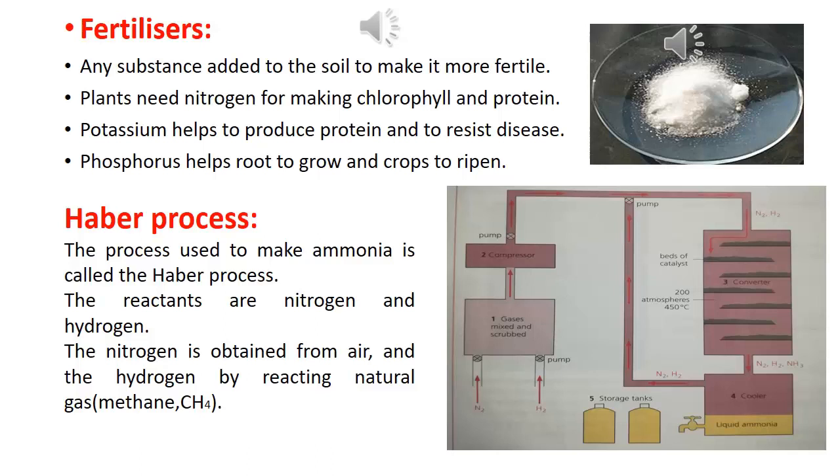Then in step 3, the compressed gas flows into the converter. It is a round tank with beds of hot iron. So hot iron layers are present. They act as a catalyst. Catalysts are substances used to speed up the reaction, while the catalyst itself does not change. And this iron catalyzes the reversible reaction.